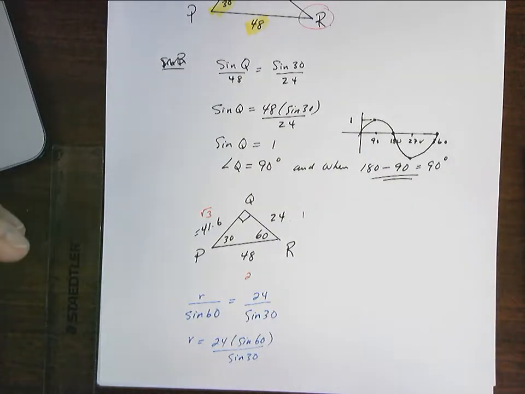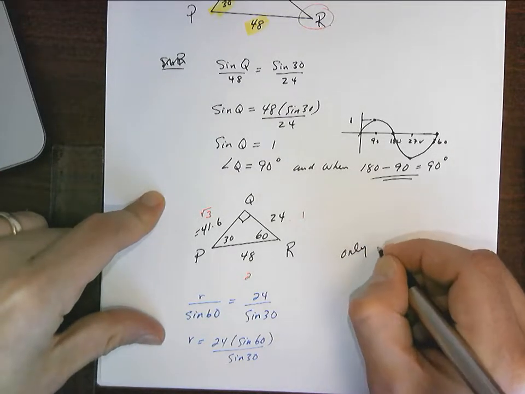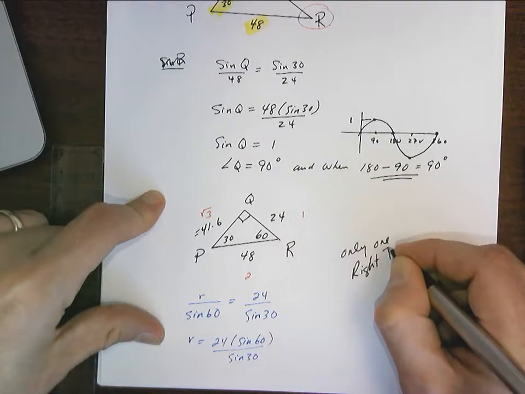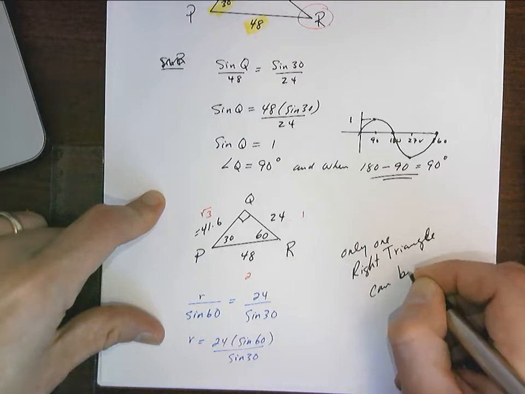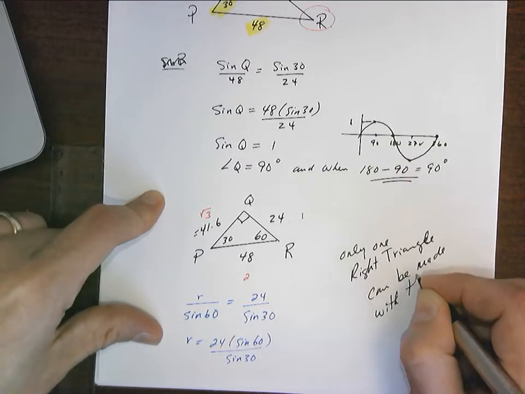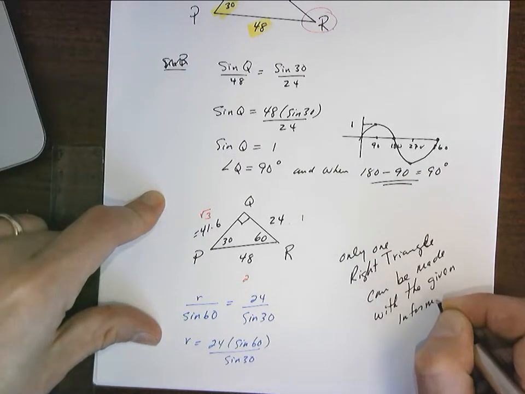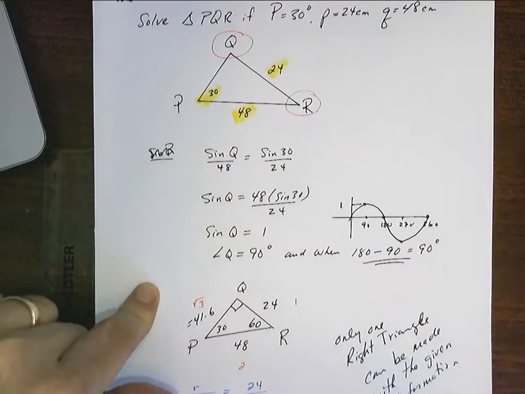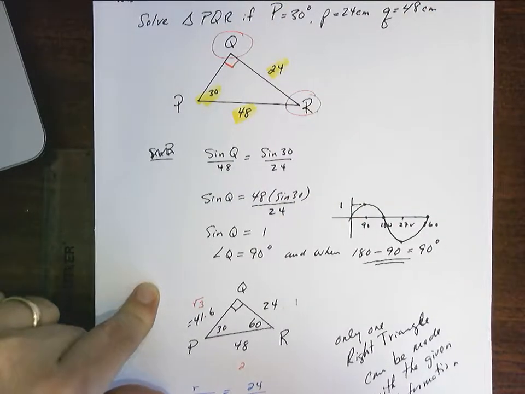So, bottom line it, this triangle can be made, and only one right triangle can be made with the given information. And remember, the given information was just those 3 things. We went ahead and found out that this was equal to 90. Okay, that's good for that one.